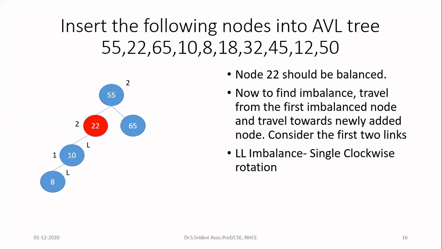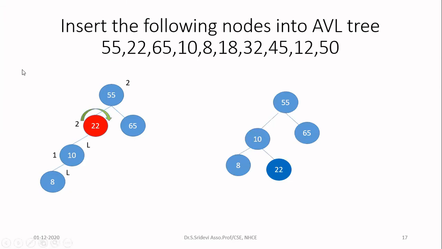And about which node? Always about the top node. That is about 22, you are going to perform the rotation. Then which direction? It is heavy in the left, so you have to rotate in the clockwise direction so that it will be shifted to right. So now let us see how to do that. I'm going to now rotate about this 22 in the clockwise direction. When I do that, the nail is here and the thread is here.